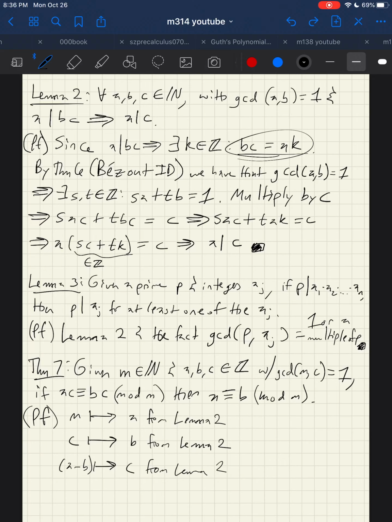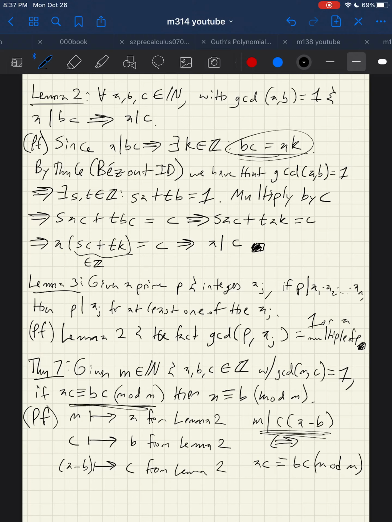So if these two are coprime, then what does that mean? That means A divides B times some other quantity implies that A divides that other quantity. So what do we get? If M and C are coprime, then M dividing C times the quantity A minus B is actually telling me M divides A minus B. So where do I get that M divides C times A minus B? Well, we know that M divides C times A minus B because this is precisely AC congruent to BC mod M.